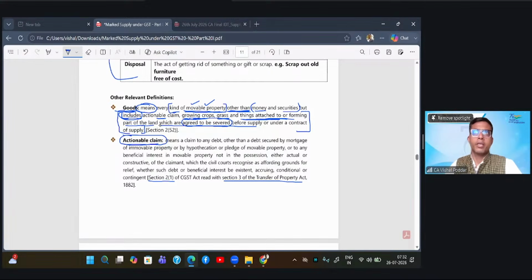So understand this. This word is made up of two limbs. One is actionable and one is claim. So let us understand one by one what it means. So firstly, we are trying to understand what is a claim.